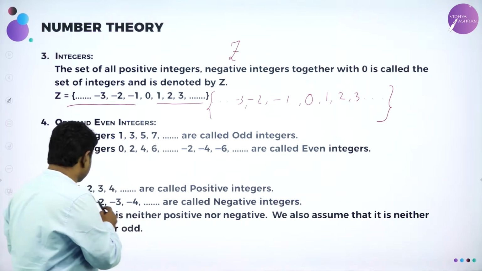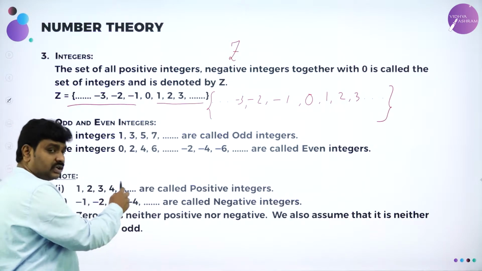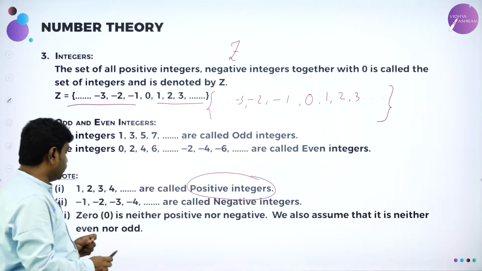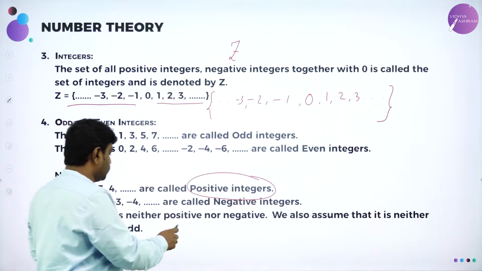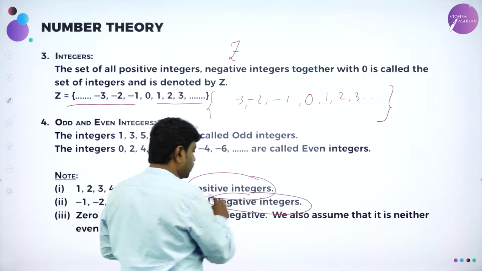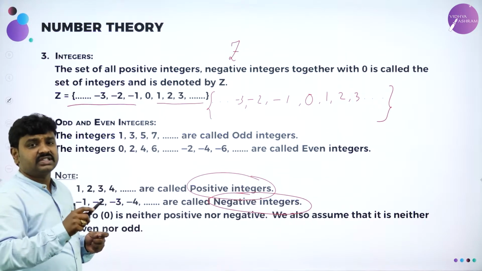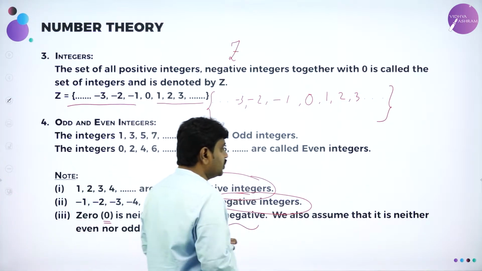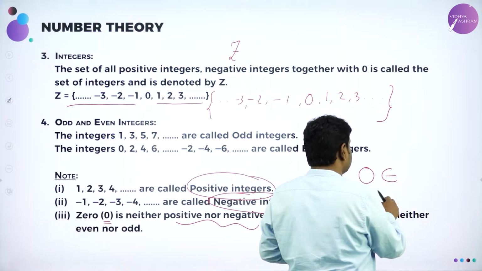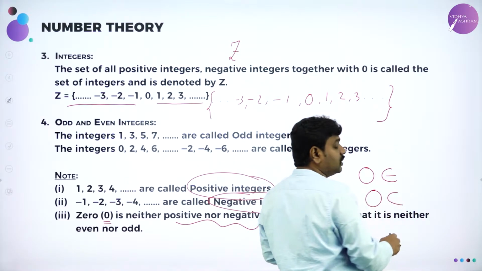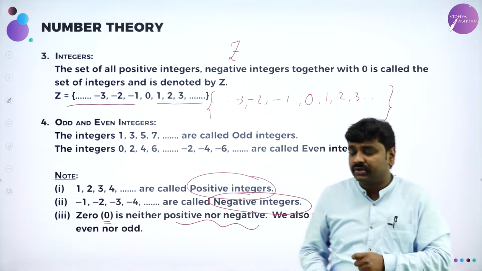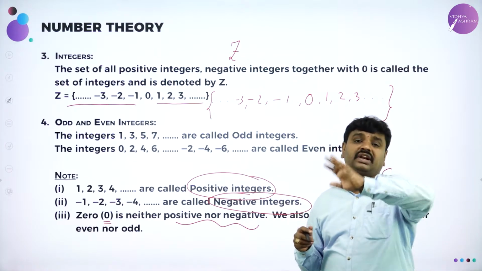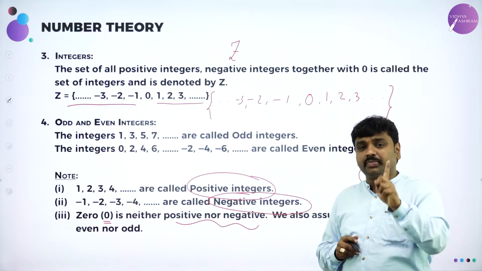Positive integers means positive numbers 1, 2, 3, 4 till infinity, we call them positive integers. And negative numbers minus 1, minus 2, minus 3, minus 4 till infinity, we call them negative integers. An interesting fact is 0 is neither positive nor negative. 0 belongs to Z, and 0 is not positive, 0 is not negative. We cannot say it's positive or negative. 0 is an integer. It's neither positive nor negative.